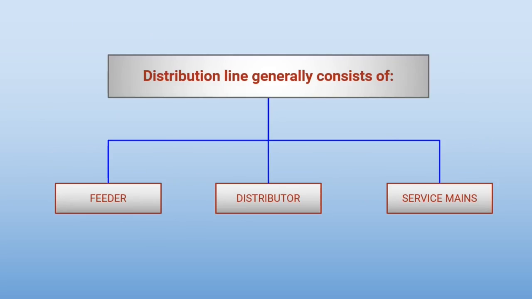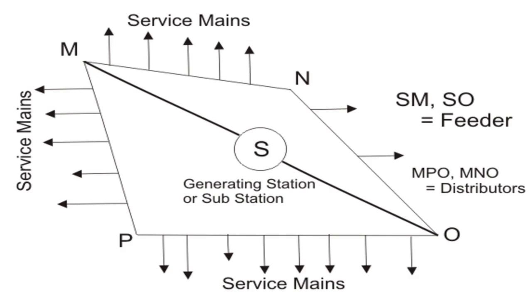The distribution system consists of mainly three lines, and those three lines are feeder, distributor and service main. I will explain all these three terms in detail in coming slides. But before explaining all these three terms individually, let me explain what the terms stand for: what is feeder, what is distributor, and what is service main.